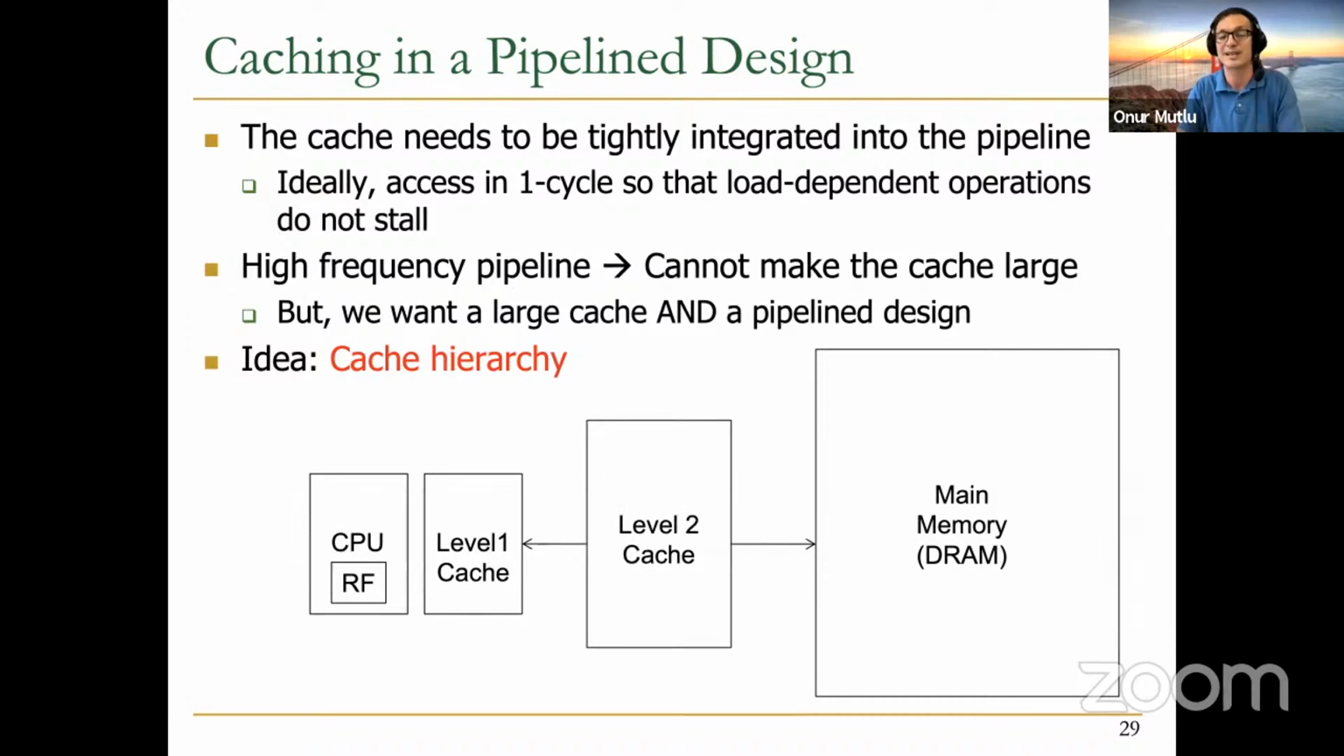Level 2 cache, level 3 cache, level 4 cache. In this case, we show only level 2. But keep this in mind: level 1 caches are always very tightly integrated into the pipeline because the processor needs to supply data to the load as soon as possible. 1 cycle, maybe 2, maybe 3, maybe 4 cycles. But you don't want to extend that time much longer because the latency is not easy to tolerate.